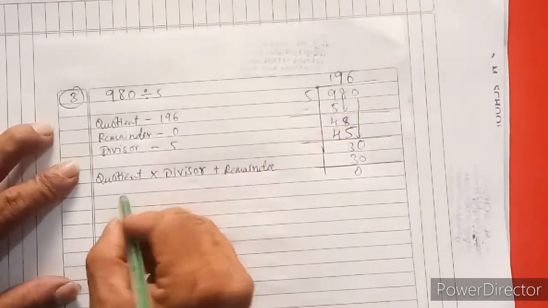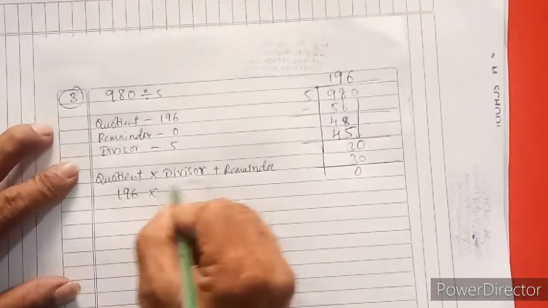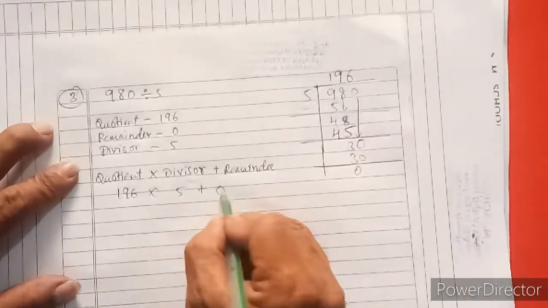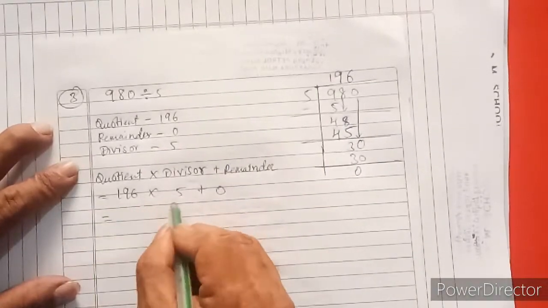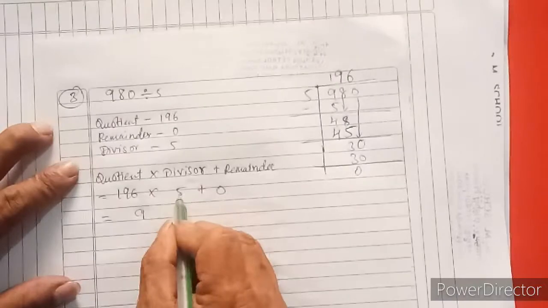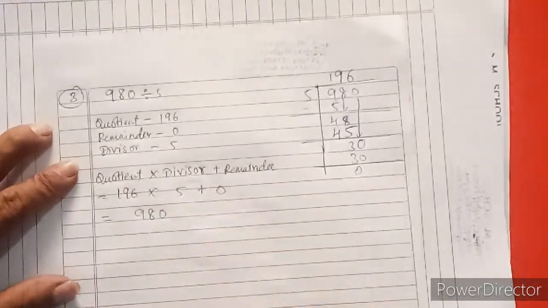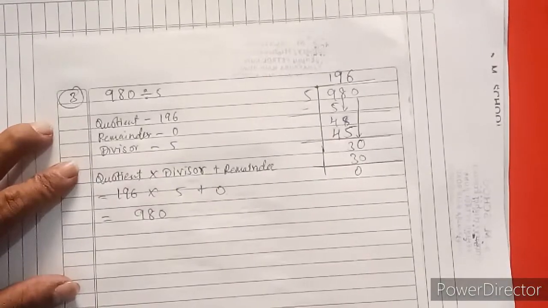The quotient is 196. What is the divisor? The divisor is 5. Plus what is the remainder? The remainder is 0. Multiply this into this: 196 times 5 is 980. 980 plus 0. If you add, you will get exactly the value of that. Copy that.